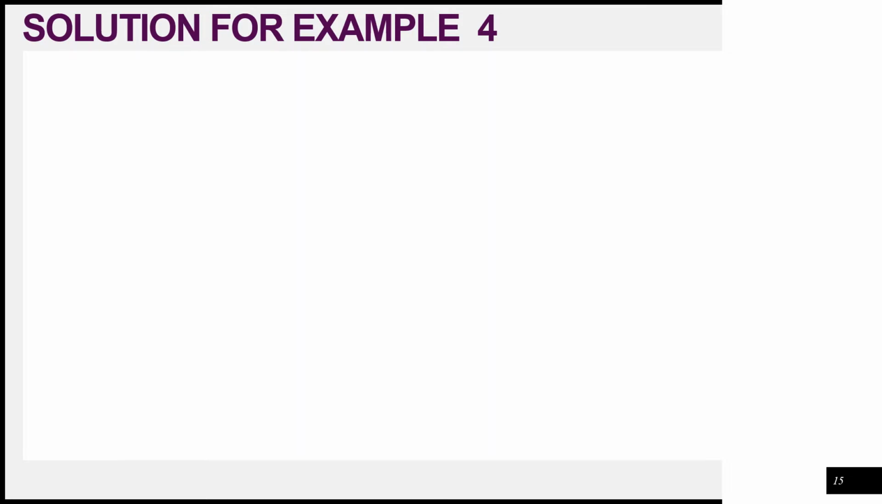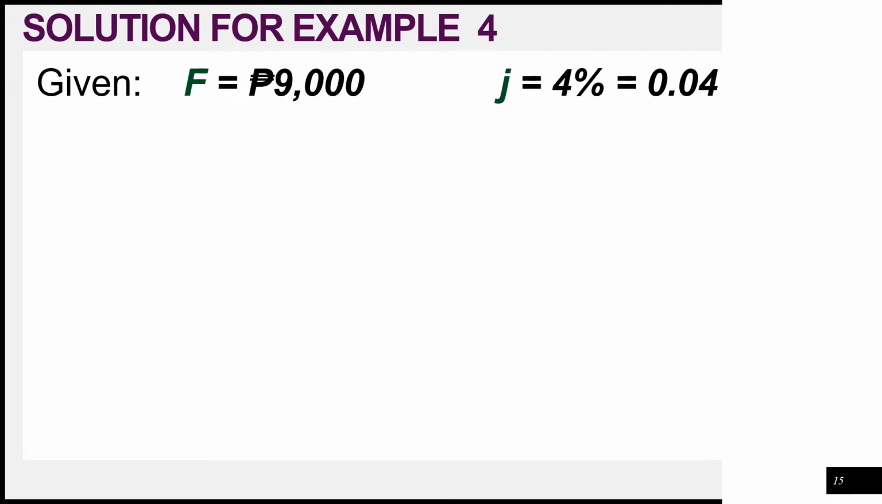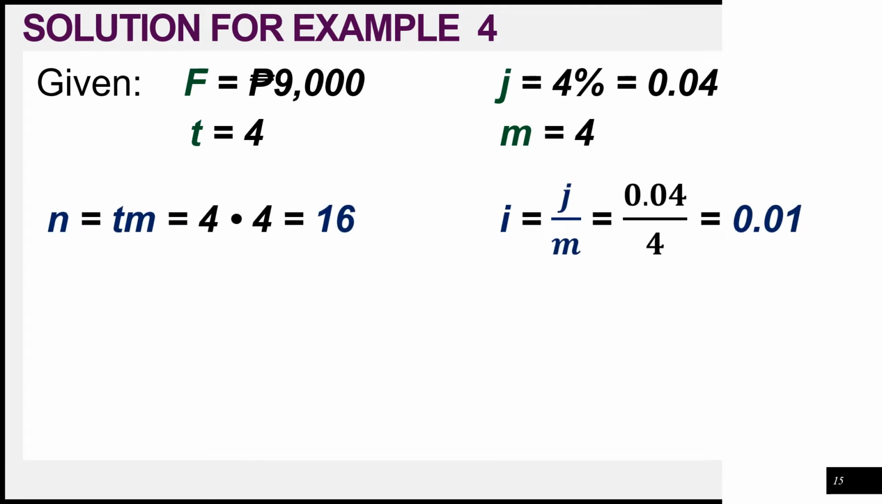Now, let us look at the solution for example number 4. We have the following data. Our F is 9,000 pesos. Our j is 4% or 0.04 in decimal. Our term is 4 and our m is also 4. Now, solving for the values of n and i, we have the following.